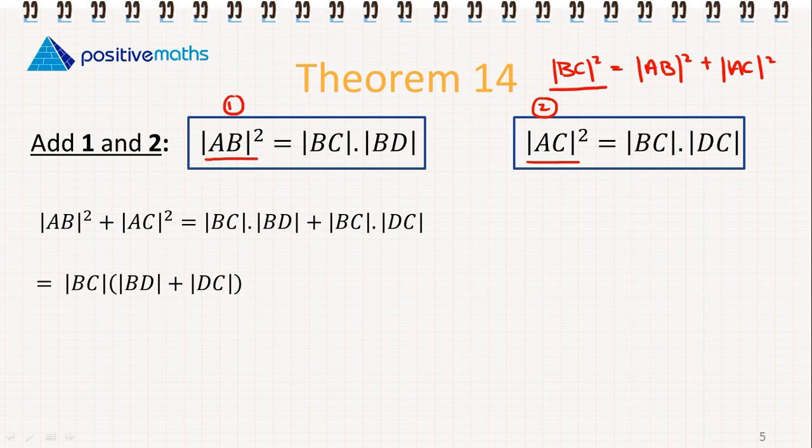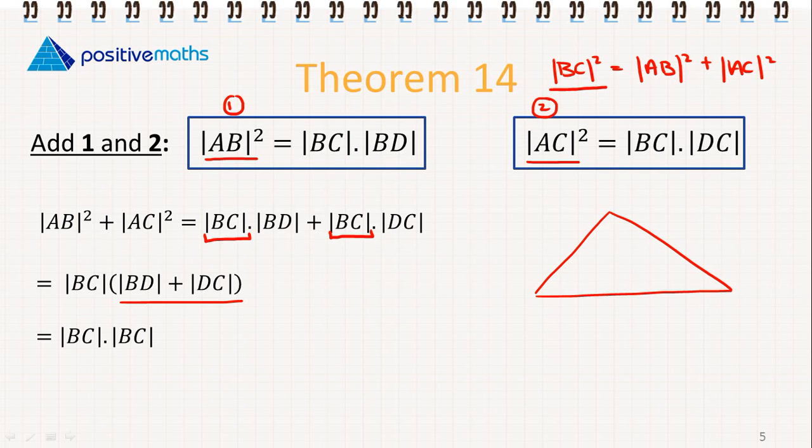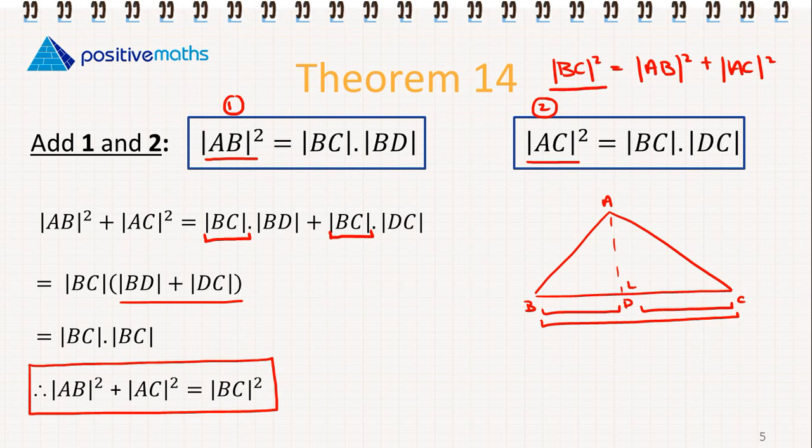In the next line, we simplify by taking out the common term, BC. So we get BC multiplied by BD plus DC. BD plus DC is equal to BC, because if we recall our very first triangle, ABC, we constructed a perpendicular line, and this was D. So BD plus DC is equal to BC. That's where we're getting that from. Therefore, we've shown that AB squared plus AC squared is equal to BC squared.